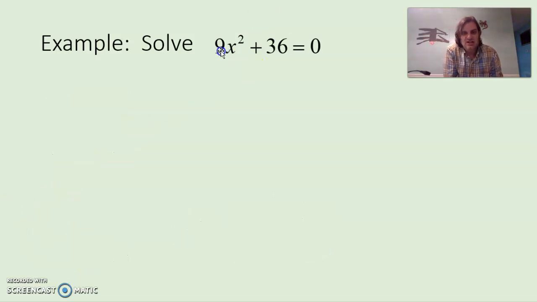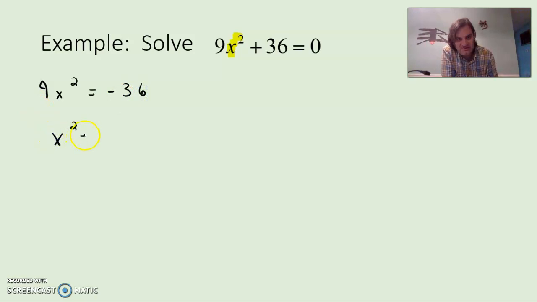Second example, 9x squared plus 36 equals 0. So we see this and we just see two terms, so let's see if we can make this work here. So once again, we're trying to get that square part by itself, so let's see. We can move the 36 over and we'll have 9x squared equals negative 36. We can divide by the 9 and we'll have x squared equals negative 4. That's not ideal because it's not going to be a real number, but if we apply the principle, it'll be x equals the positive and negative square root of negative 4.